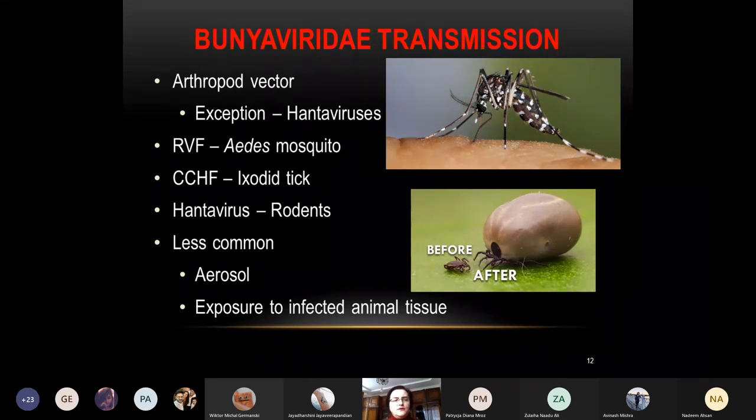In contrast, Rift Valley fever virus is transmitted by Aedes mosquitoes, resulting in large epizootics in livestock. Humans are incidentally infected when bitten by infected mosquitoes or when coming into contact with infected animal tissues. The virus is believed to be maintained by transovarial transmission between the mosquito and its offspring. Hantaviruses cycle in rodent host, and humans become infected by coming into contact with rodent urine. Aerosolization of viruses and exposure to infected animal tissues are also two less common modes of transmission for some bunyaviruses.